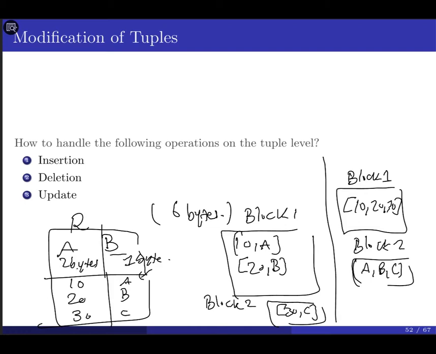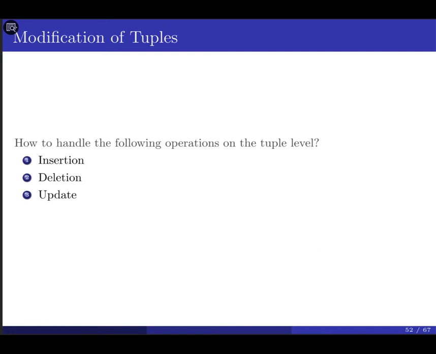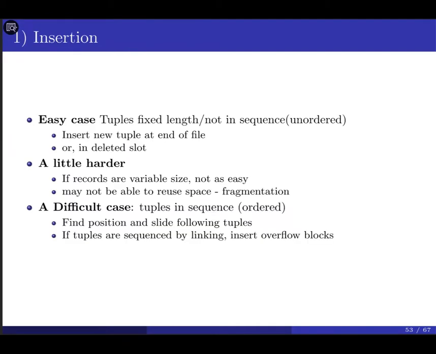So this is in order to visualize how to organize the data, how it is stored. Of course, a real block is not as small as 6 bytes like this. Anyway, back to how we can perform operations on the tuple and page level, okay? The first one is the insertion, then the deletion, and after that I'm going to look at the update.